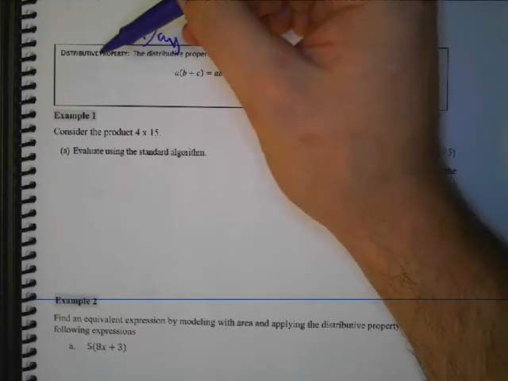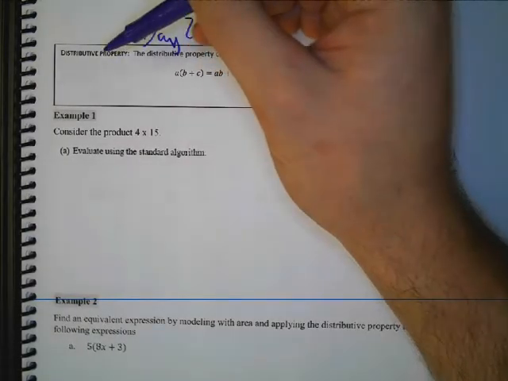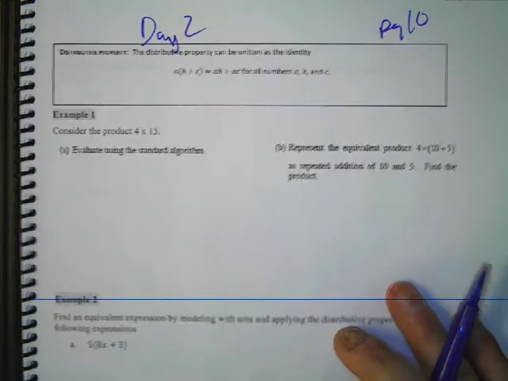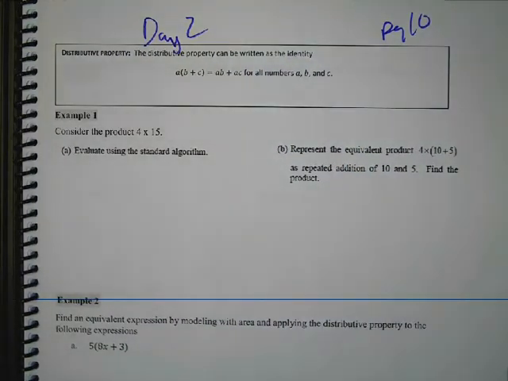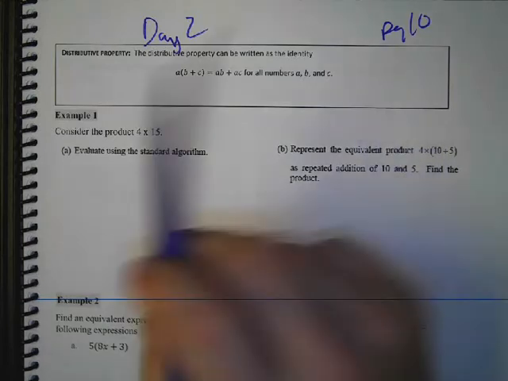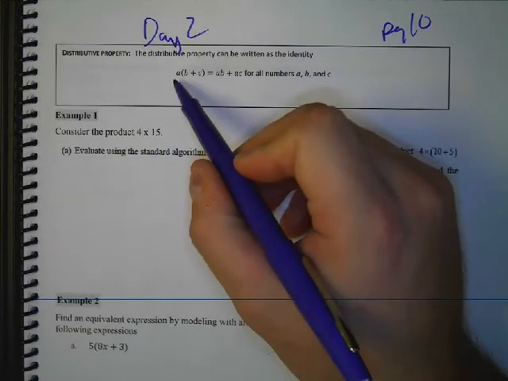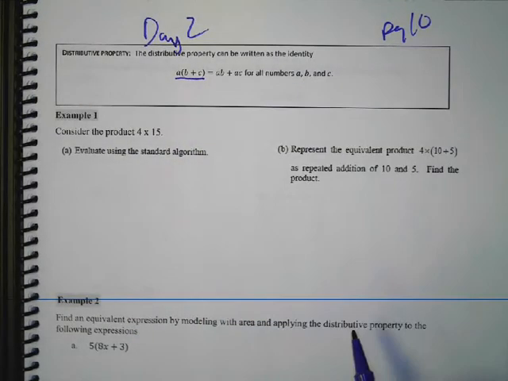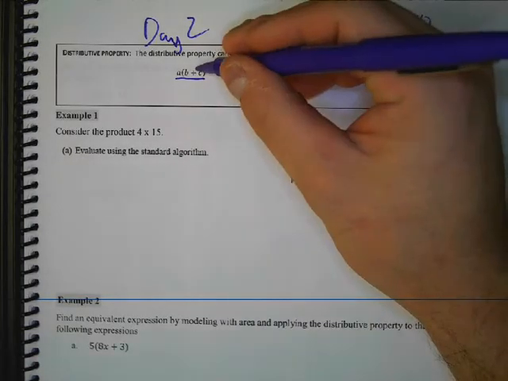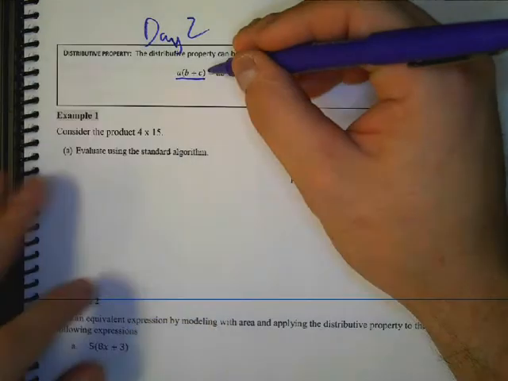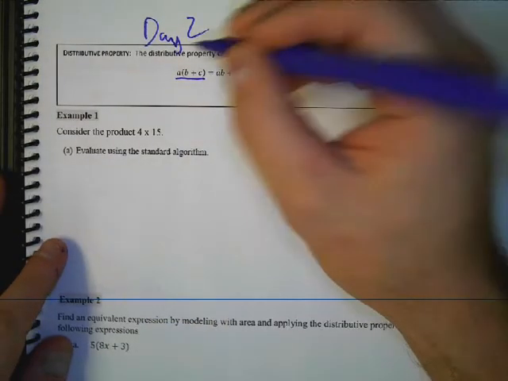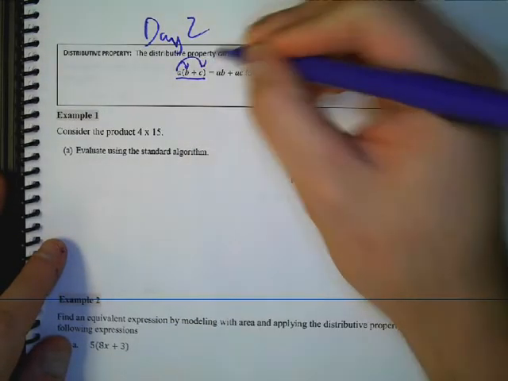In this video, we're going to start to talk about using the distributive property to simplify an expression. The standard distributive property is written as: I can take any three numbers, a, b, and c being any number, and a times the quantity b plus c is equal to a times b plus a times c. So in effect, what's happening is you're getting distributed.